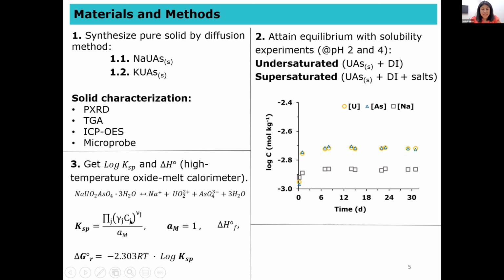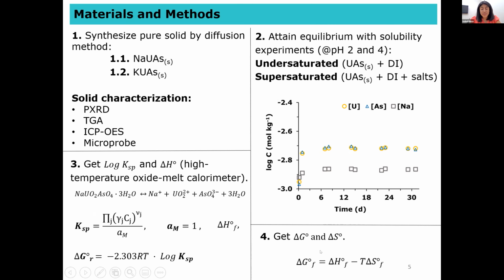So here, the Cj that you can see is the concentration, the activity coefficient, the stoichiometry coefficient, and also the activity of the mineral. And I get my KSP, my solubility product. Then I also use the enthalpy of formation, and this enthalpy of formation I got from a high temperature oxide melt calorimeter. So with these two measurements, I can get the relation to get the free Gibbs energy of reaction.